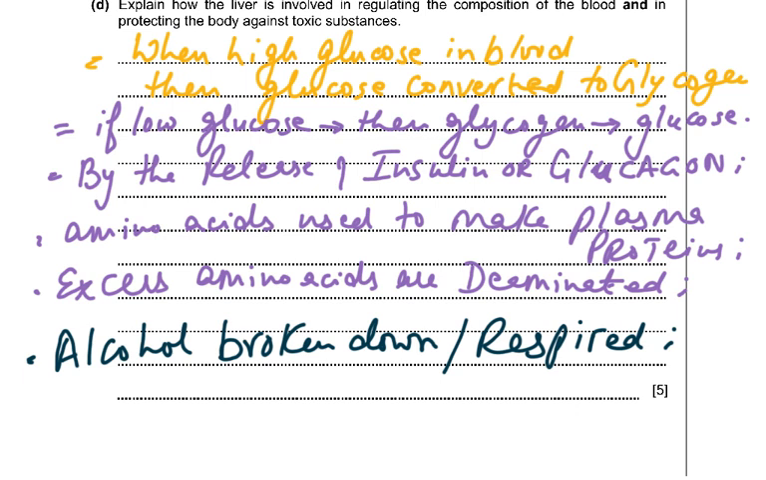When there is high glucose in the blood, glucose is converted to glycogen. If low glucose, then glycogen is converted to glucose by the release of insulin or glucagon by the pancreas. Amino acids are used to make plasma proteins in the liver, and excess amino acids are deaminated in the liver, or if there is a toxic substance like alcohol, that is going to be broken down.